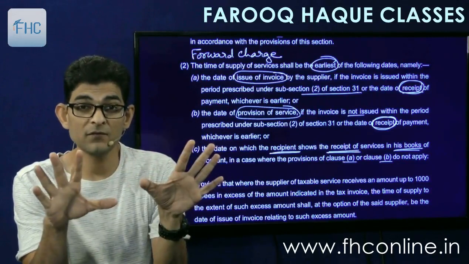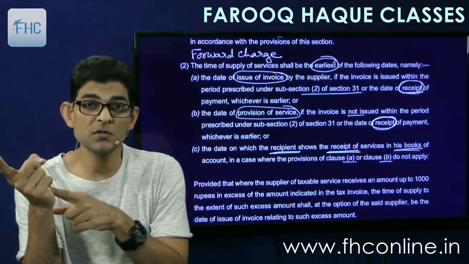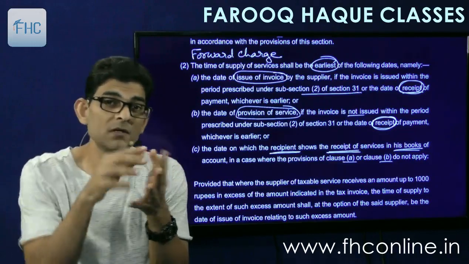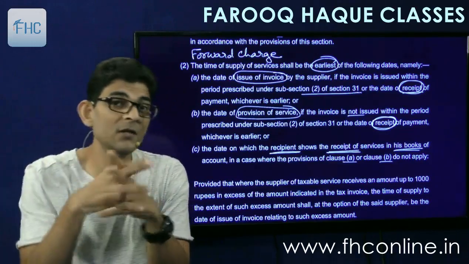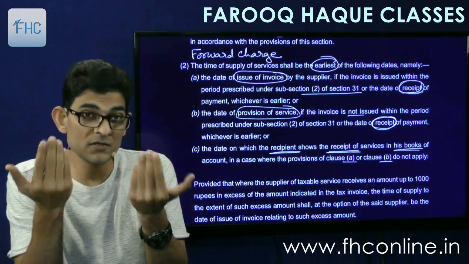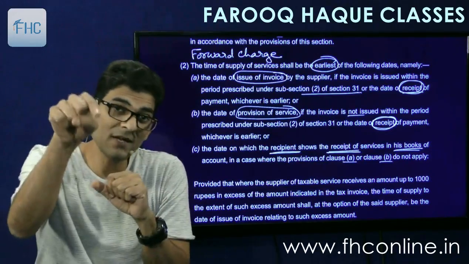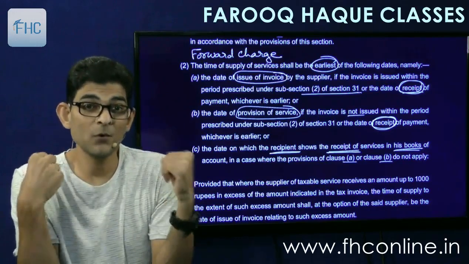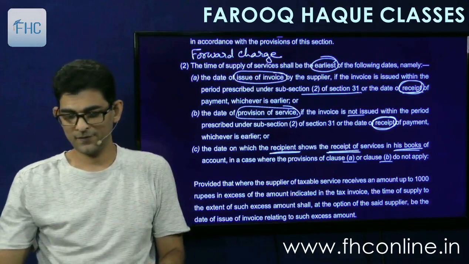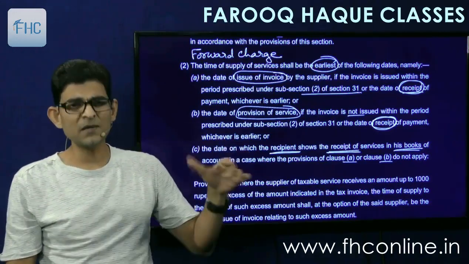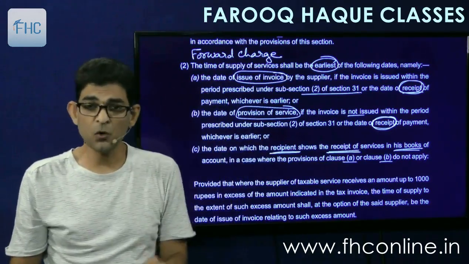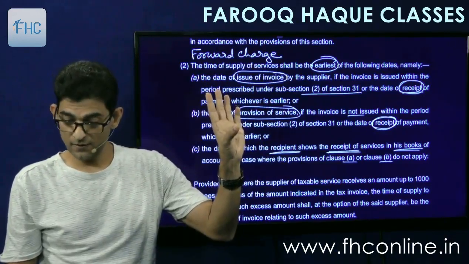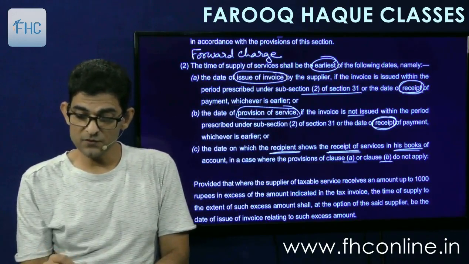You find nothing with the supplier, then okay, you have to go to the recipient. I haven't given any invoice to you, for example, but you have recorded the date of payment, you have recorded entry in your books of accounts regarding receipt of service. So that entry in your books will be considered as my time of supply. Okay, so clause C is applicable in fraud cases, you can say. Normally A or B will apply. So let me explain this first.